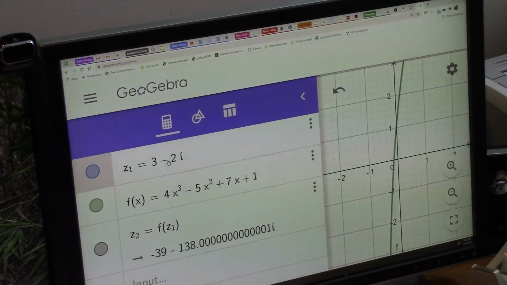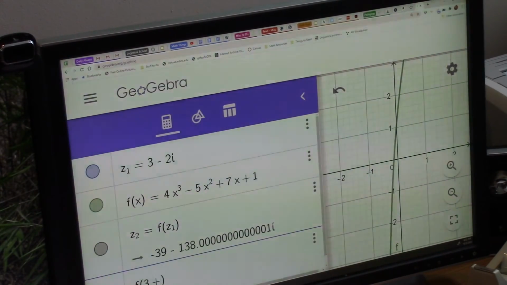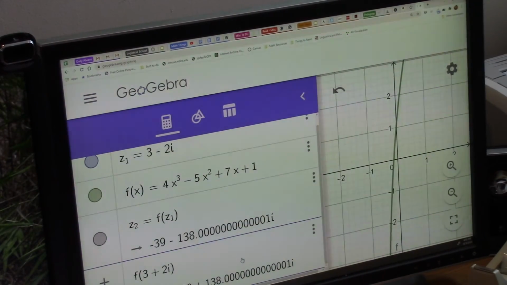minus 138i. Okay, that is very exciting. But now comes the key moment of truth. What happens if I plug in 3 plus 2i? Wow. Oh. Negative 39 plus 138.